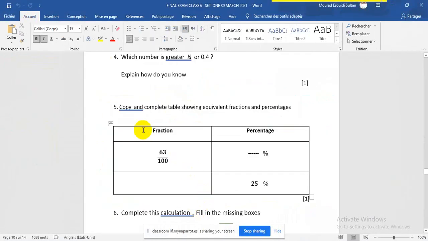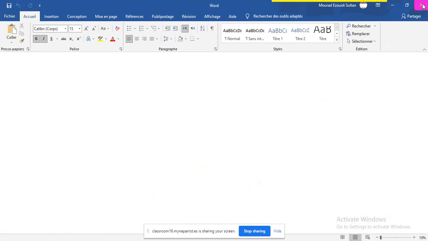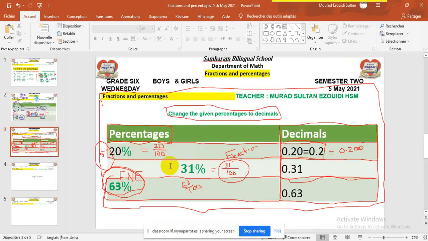This will be in your final exam. Convert 63 divided by 100. You will write here 63. And 25%, you will write what? 1 over 5. 1 over 4. Clear? I will just close this. Clear or not?